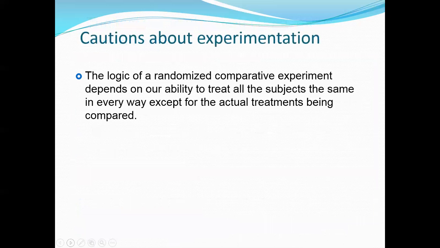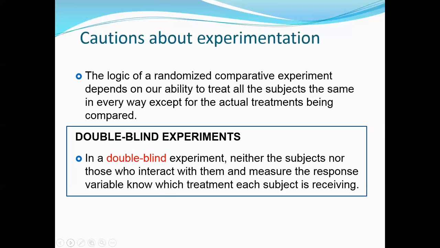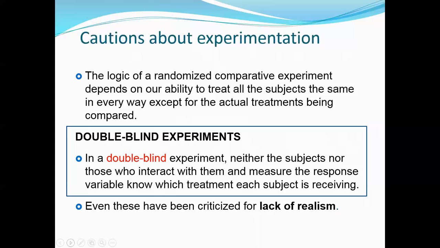Cautions about experiments. The logic of a randomized comparative experiment depends on our ability to treat all the subjects the same in every way except for the actual treatments being compared. Double-blind experiments. In a double-blind experiment, neither the subjects nor those who interact with them and measure the response variable know which treatment each subject is receiving. Even these have been criticized for their lack of realism.